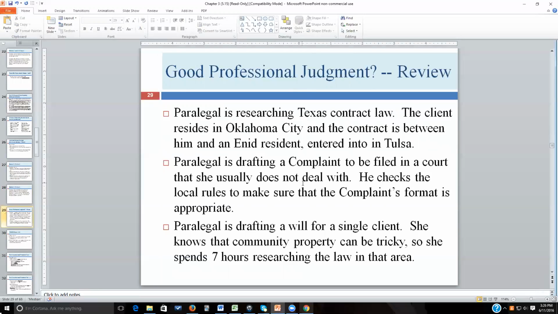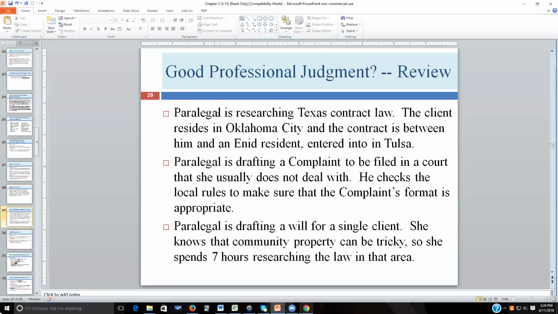Okay, so let's look at a couple of examples to see whether these are situations in which good professional judgment exists. Now, before we get started, these are hokey. I know they're hokey. The fact is, it's just not possible to give a genuinely challenging question that's 2 or 3 sentences long. So forgive me in advance for somewhat silly questions here.